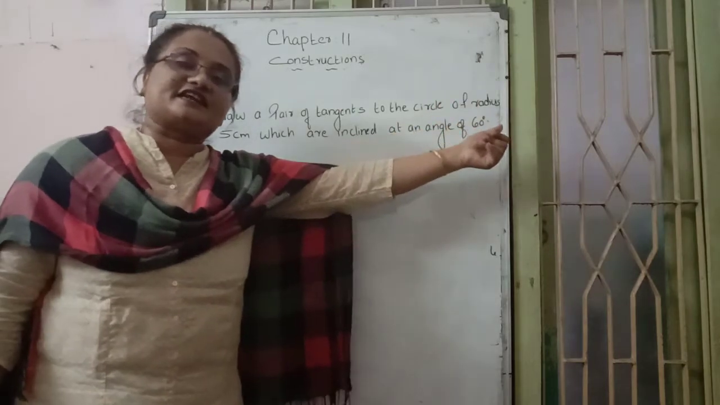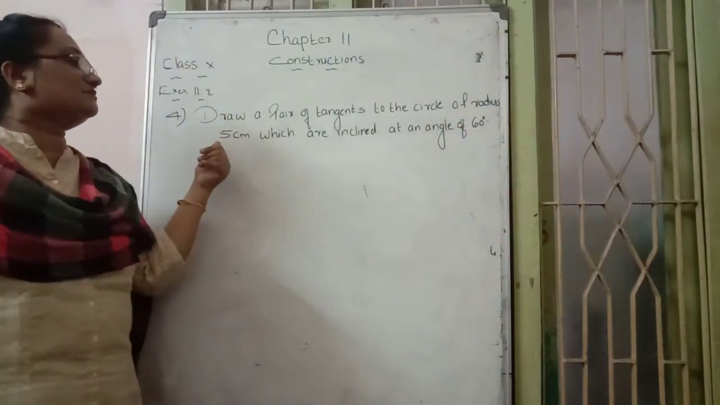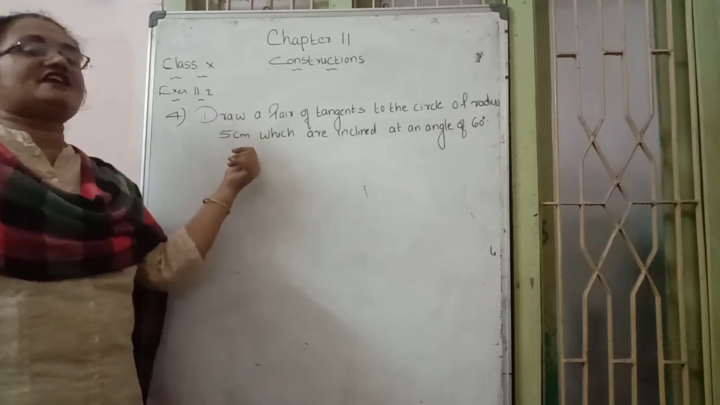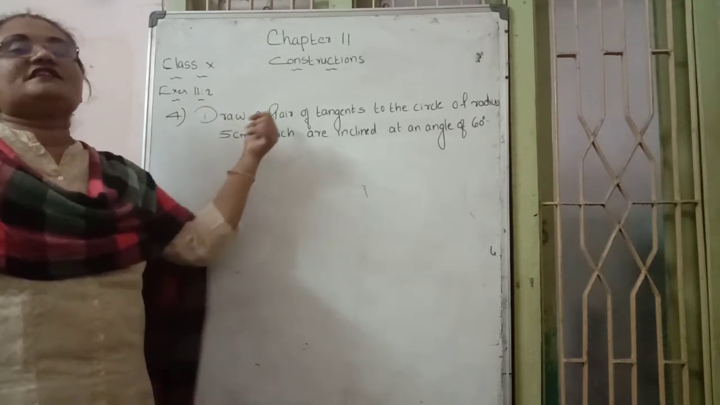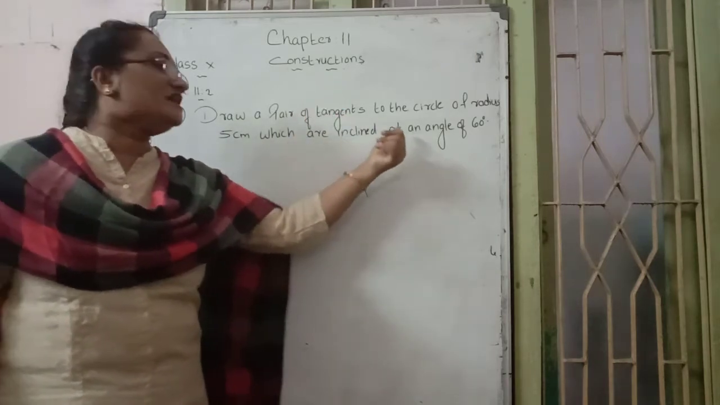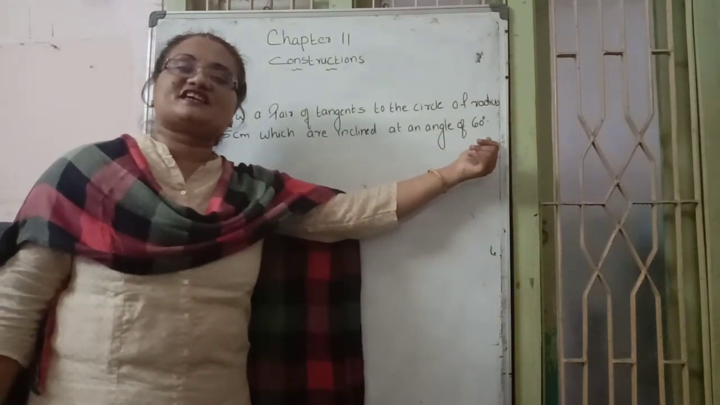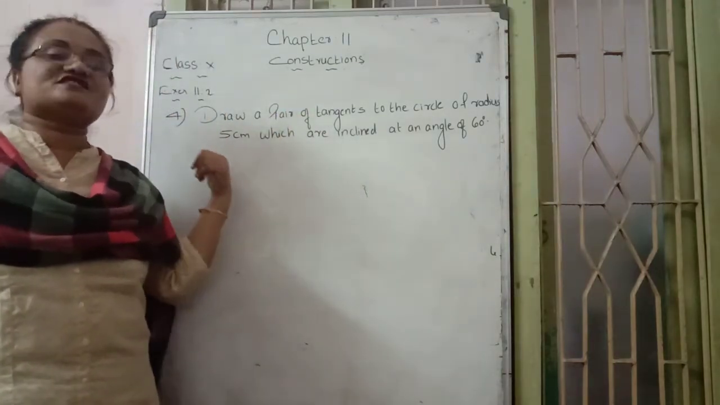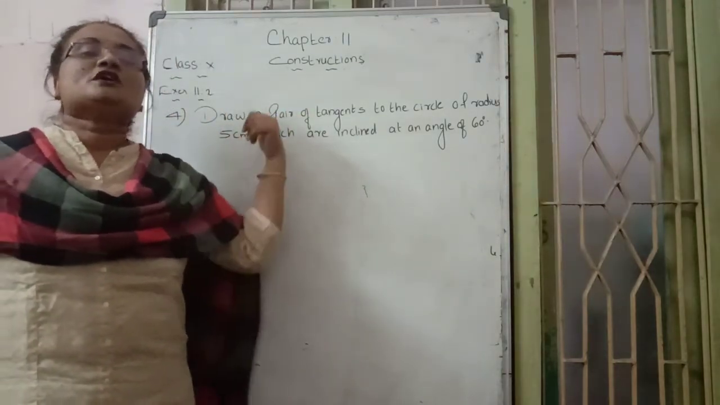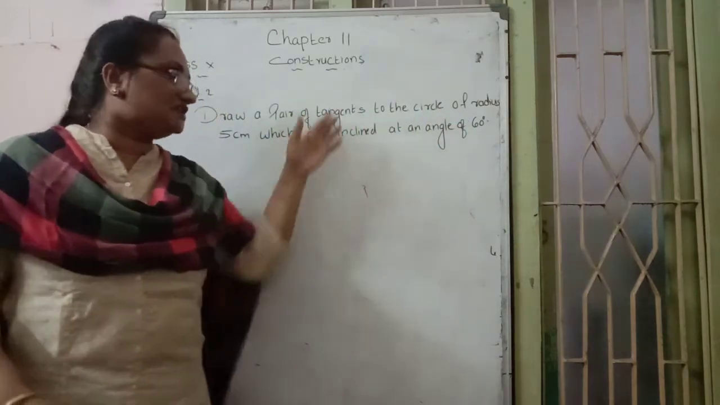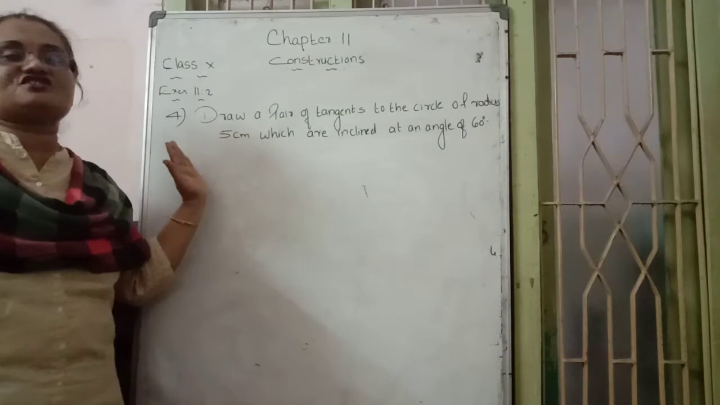The circle's radius is given. How many centimeters radius do we want? A circle of 5 centimeter radius. Then construct two tangents. The two tangents make an angle of how many degrees? 60 degrees. When this type of model question comes, how to construct the tangents and the angle, we are going to discuss.